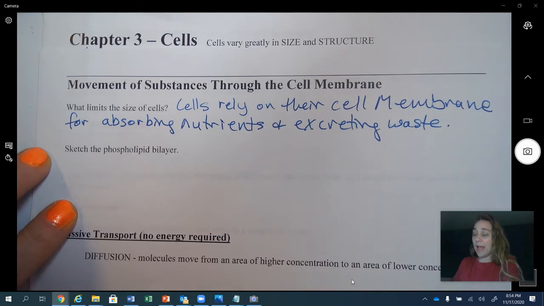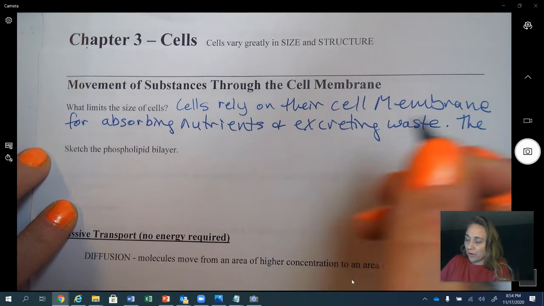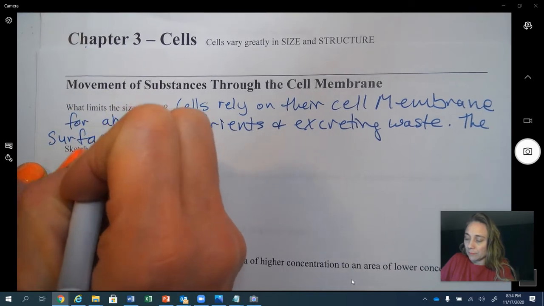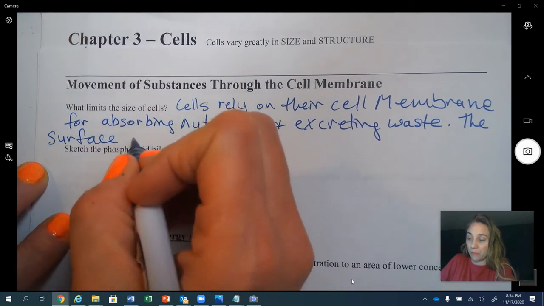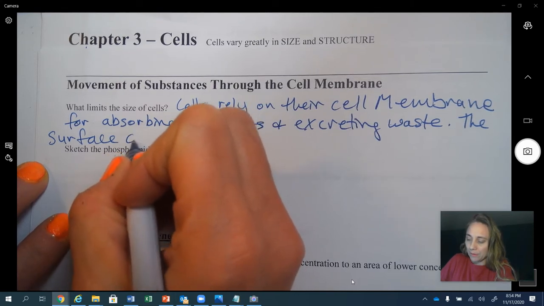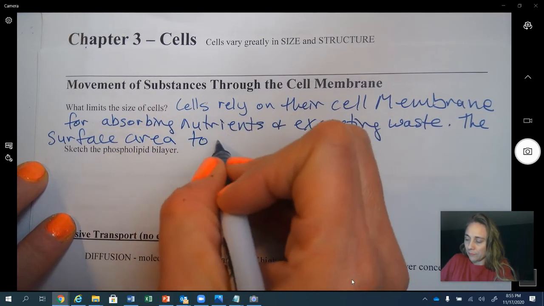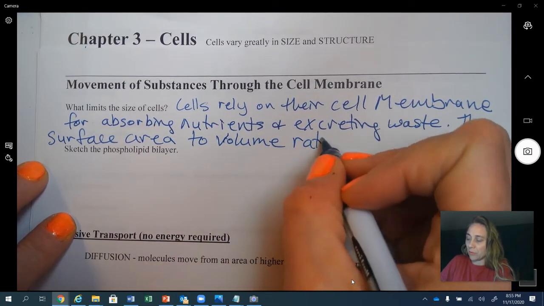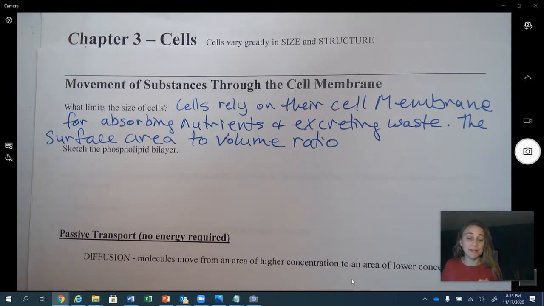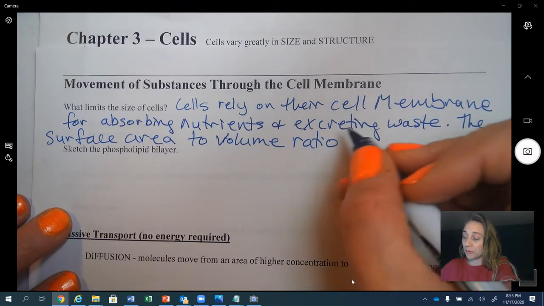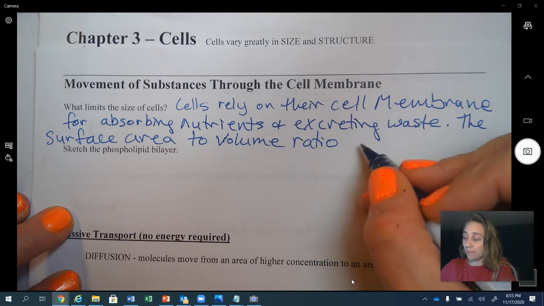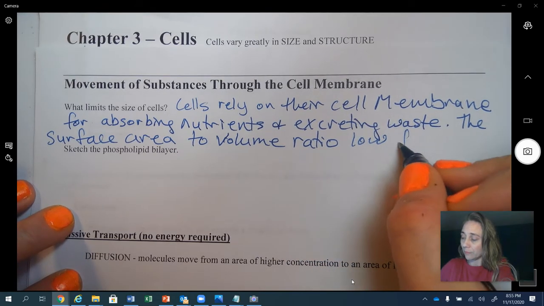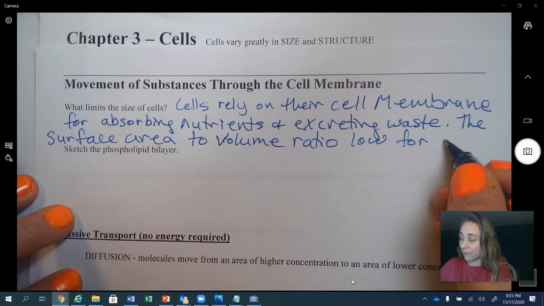All right. What happens if the cell is larger, then that surface area where the cell membrane is at, we're talking about a sphere here, the surface area of the cell will get too small in that ratio of surface area to volume. So proportionally, that ratio of surface area to volume has to stay high enough to maintain the contents of the cell. But if the cell's too large, that ratio gets too low for the cell to survive.